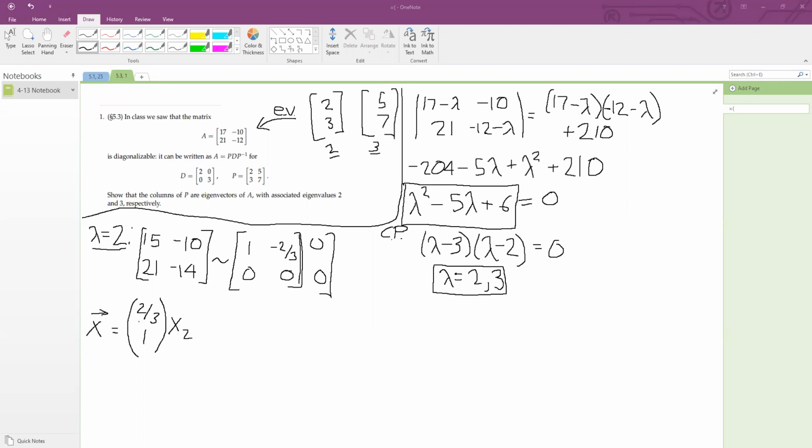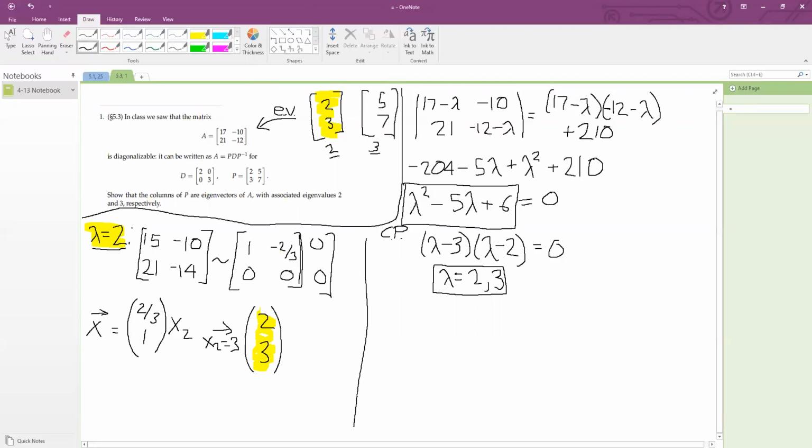I would just choose a value for x2 that makes sense, something that would allow this to be no fractions, just whole numbers. So we could say x2 equals 3, and that would allow us to have 2 and 3 as our numbers. And that is exactly what we got there, right? We have 2 and 3 for P. So that matches up. And that does correspond with the eigenvalue we were given too. Lambda is 2, so that's good.